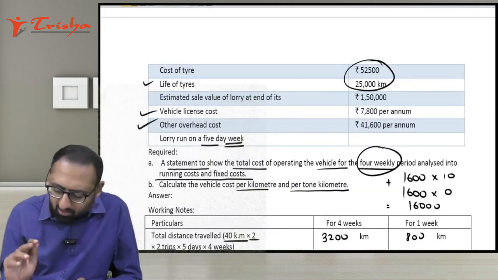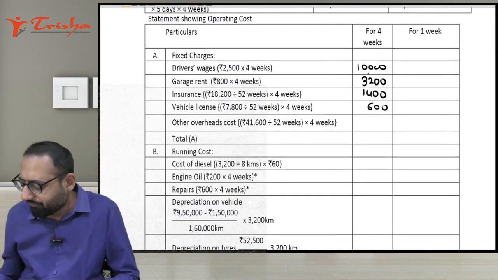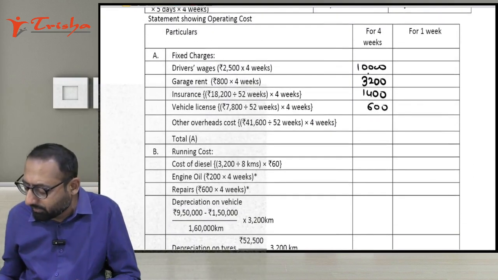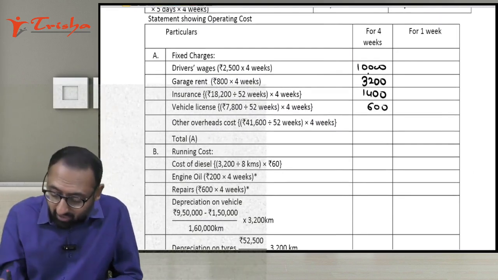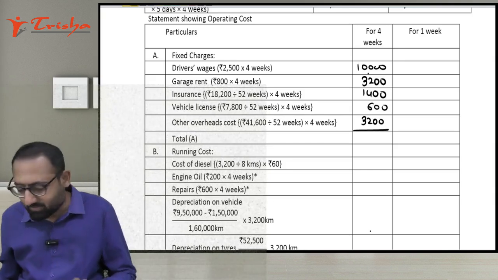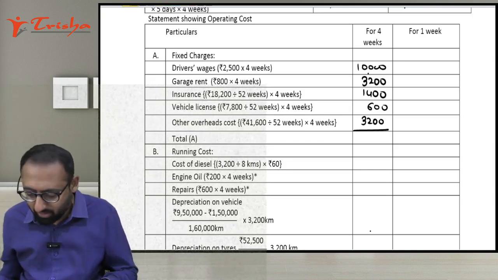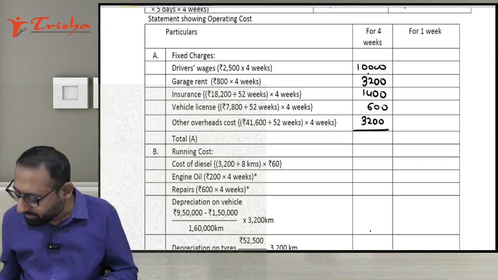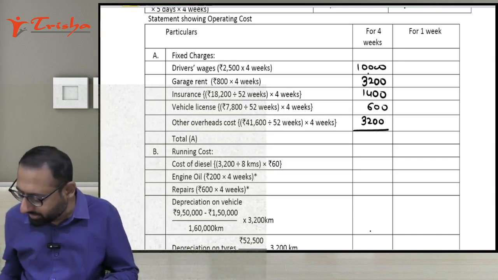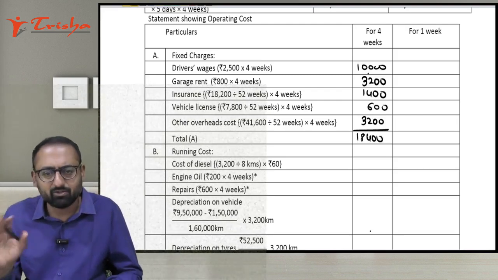Other overhead cost is a fixed 41,600. So again, same calculation will be there. 41,600 divided by 52 weeks multiplied by 4 weekly. It comes to 3,200. So how much is your standing charges? How much is your fixed expenses? I'll check that. 10,000 plus 3,200 plus 1,400 plus 600 plus 3,200. I think your cost comes to 18,400. You can easily calculate for 1 week; you can do that yourself.